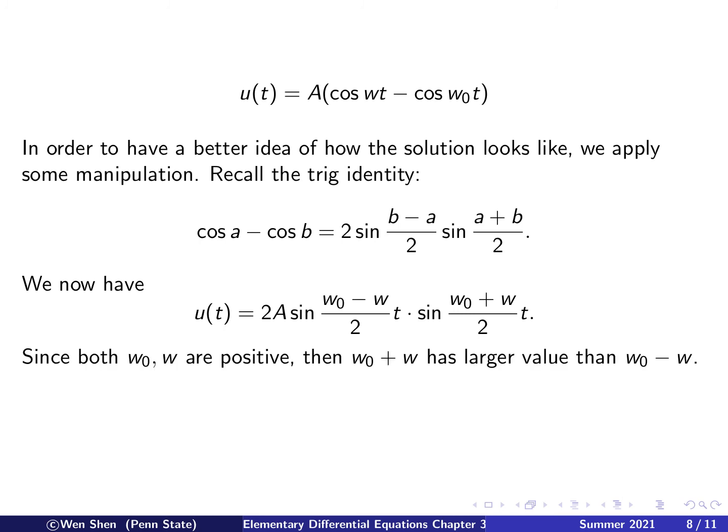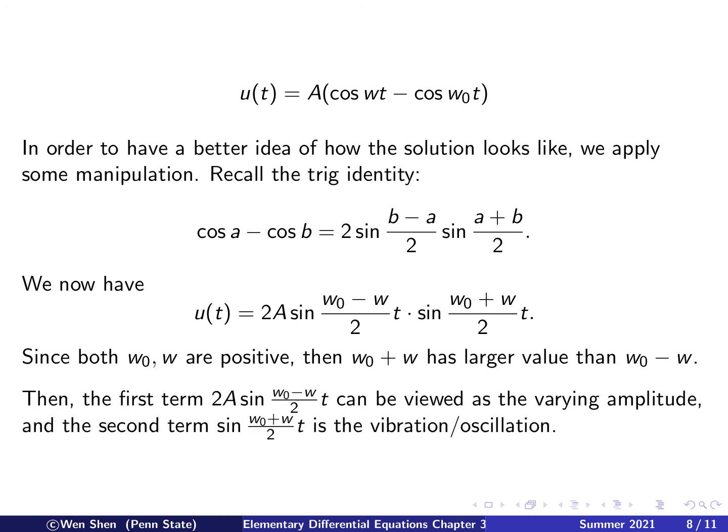And now how does this function behave? Let's make some observations. First we see that ω₀ and ω are frequencies, so they're both positive. Then the term where you add them up will have bigger absolute value than the term where you subtract them. So this term here is an oscillation that oscillates faster than this term, which is an oscillation with a slower frequency.